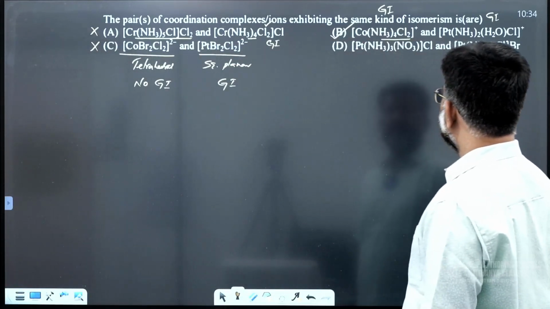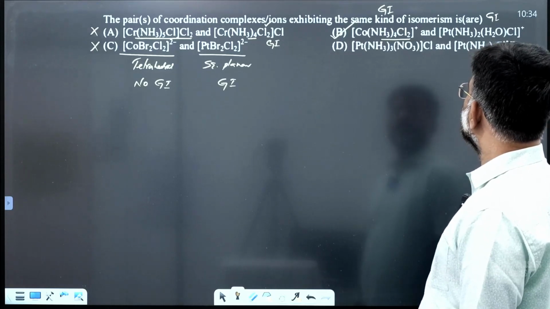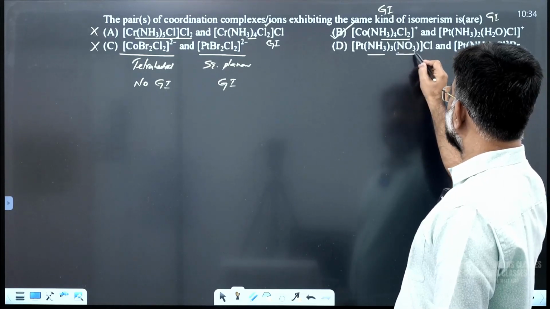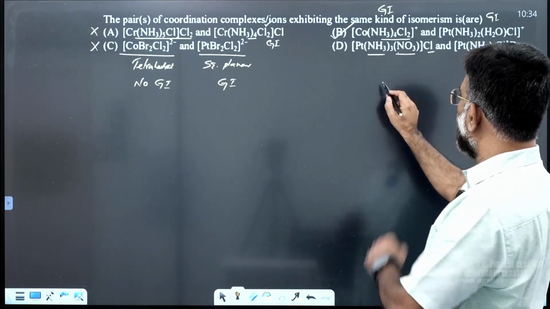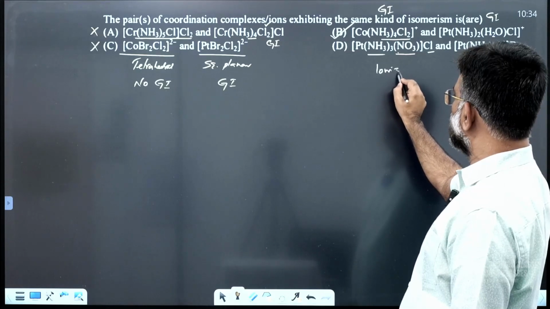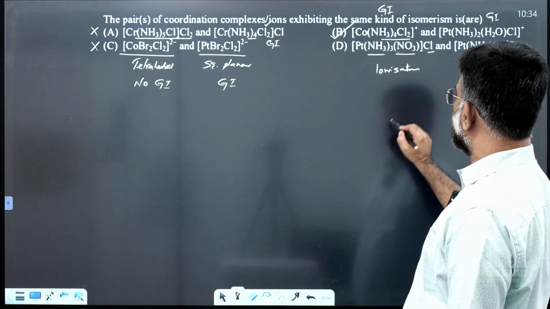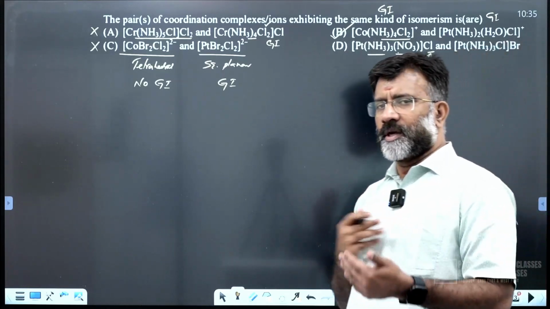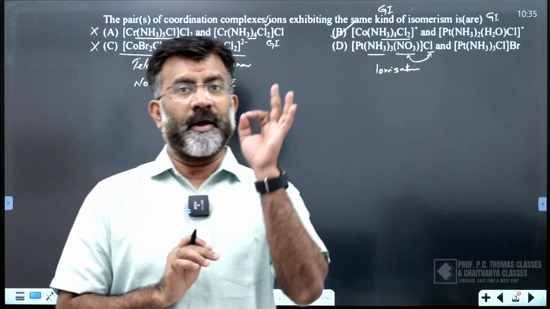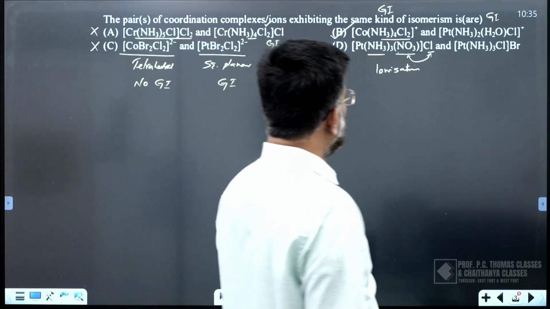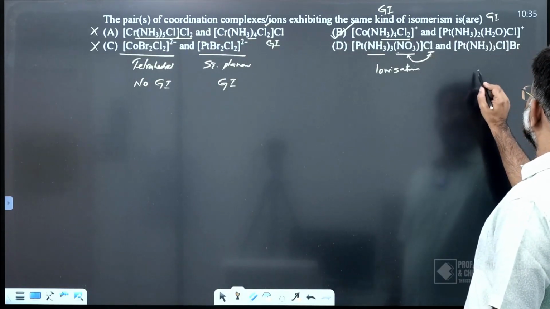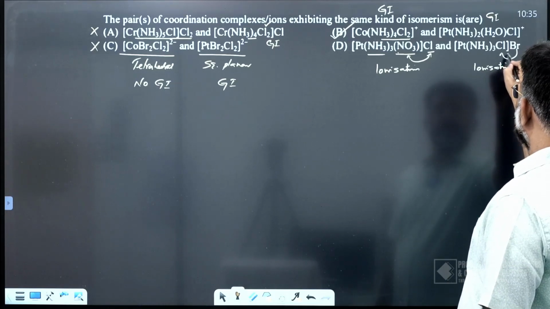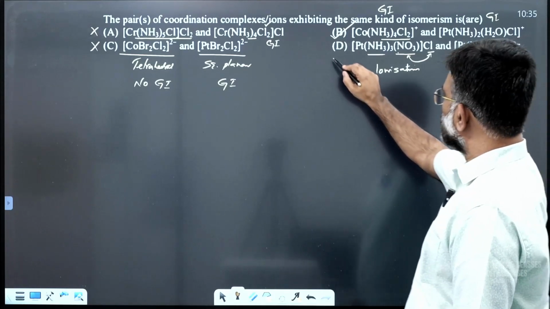Coming to option D. See, here we have 3 ammonia and nitrite with the chlorine. They can show ionization isomerism, isn't it? Chlorine and nitro can make an exchange inside and outside the coordination sphere. It can give ionization isomerism. What about here? Here also ionization isomerism is possible. Chlorine and bromine can exchange. So that is an answer.